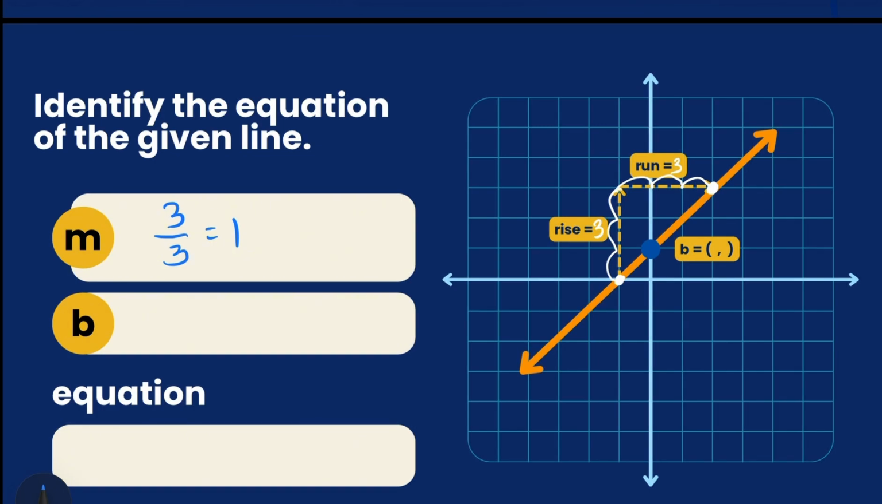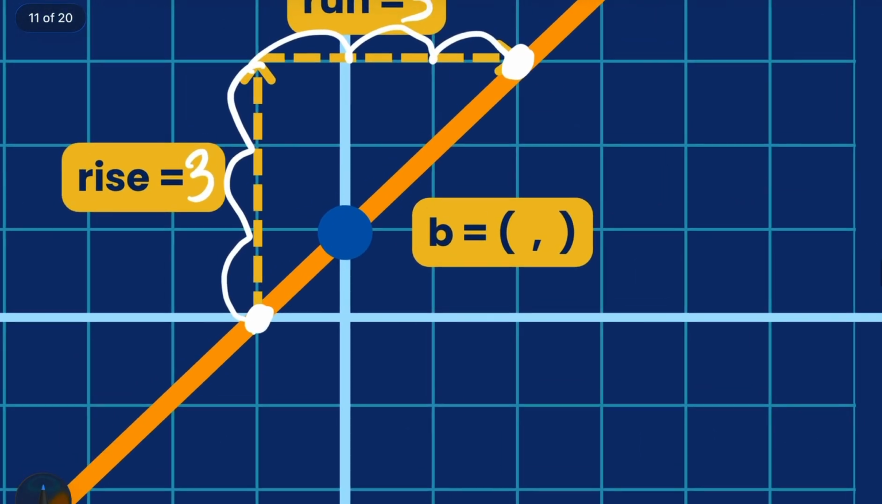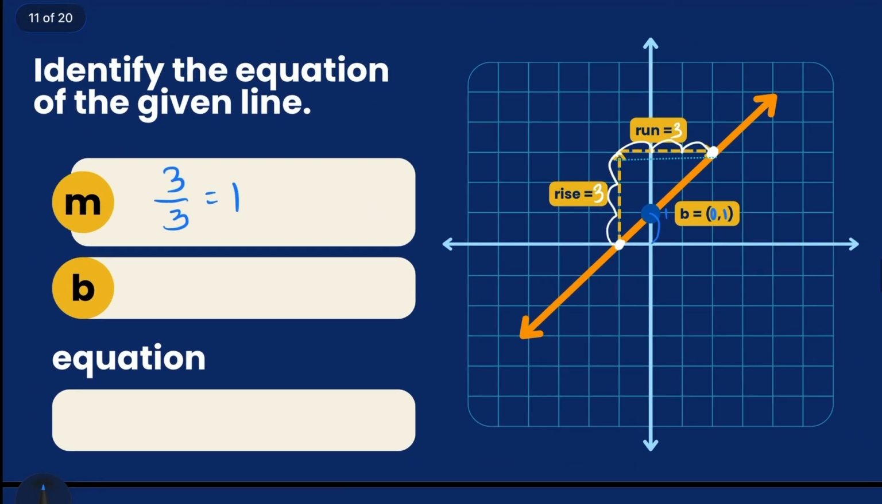And now the next thing that I need to do is to find my b, which is right here. It goes 1 up, so this is 1. Remember, my x is always 0, so the point is 0, comma 1. Therefore, my b is 1. So my equation, remember it's always y equals mx plus b, so this will be y equals 1x plus 1, which could be simplified to y equals x plus 1. And that's it.